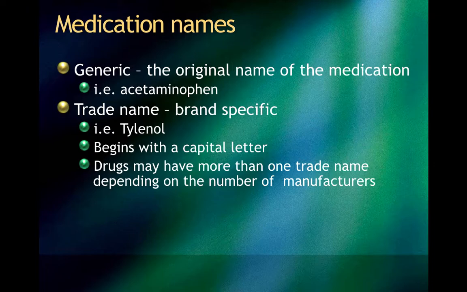So, in this example, we're using the generic name of acetaminophen, which is Tylenol. The trade name is Tylenol. It's specific to the brand. But recognize someone could say they take Tylenol, or they take Bayer, or they take Excedrin, or I'm trying to remember, Chlorocedrin.